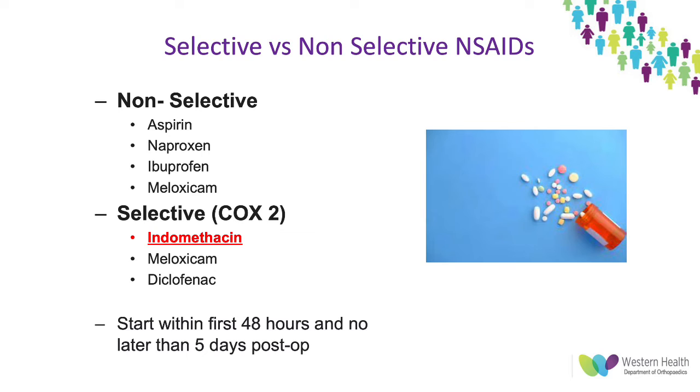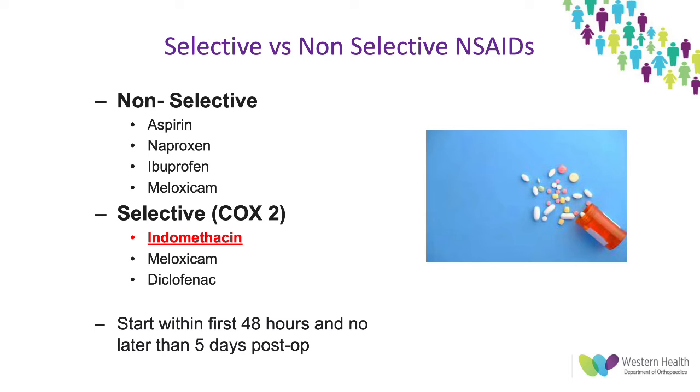Going back to medical school for a quick moment, selective versus non-selective NSAIDs. Non-selective are your aspirin, naproxen, ibuprofen, and your selective for COX-2 include indomethacin, meloxicam. Not on there, sorry, that was an error. And diclofenac.